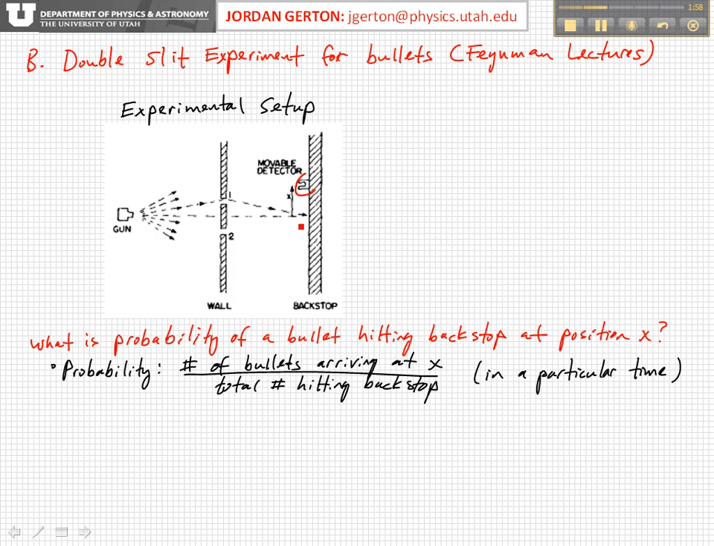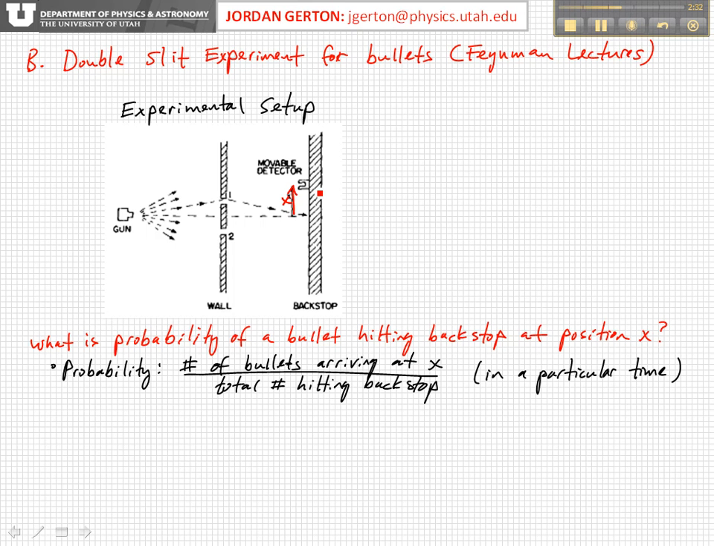And so over time, we shoot a bunch of bullets and hold this detector still for a little bit, and we can count the number of bullets that arrive at a particular value of x, where you can't probably see it very well, but x is just the distance from the center line of symmetry, up or down along the backstop. And you can count the number of bullets that arrive at that position and divide that by the total number hitting the backstop.